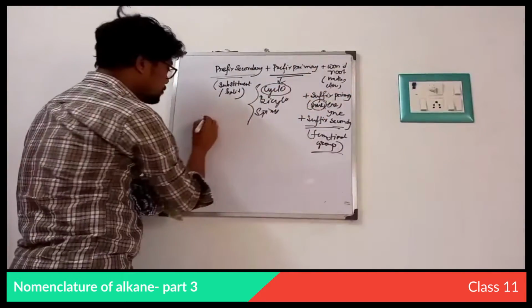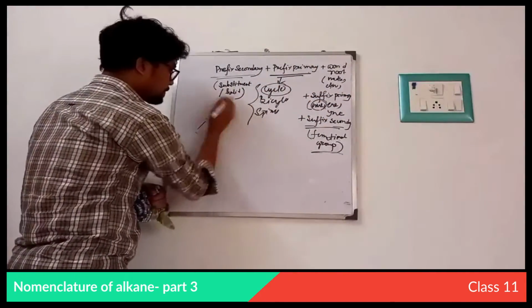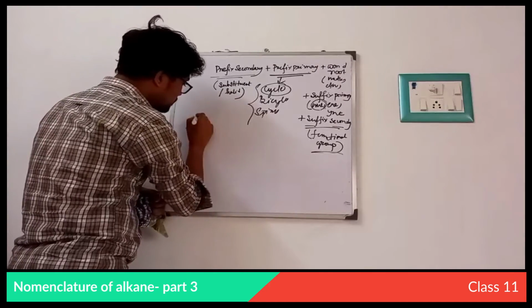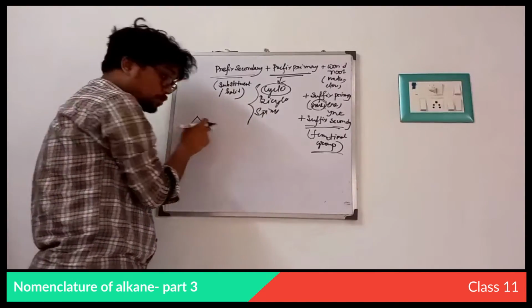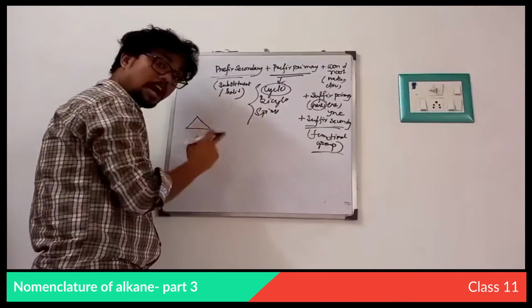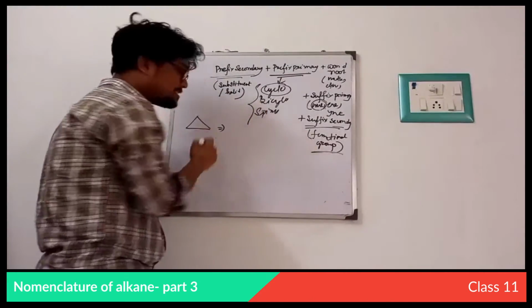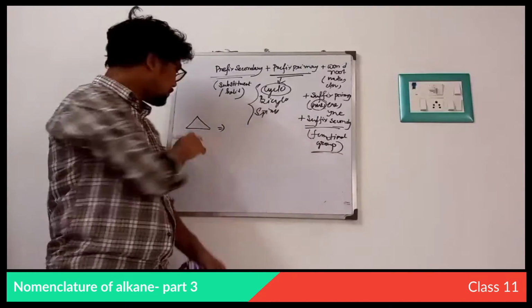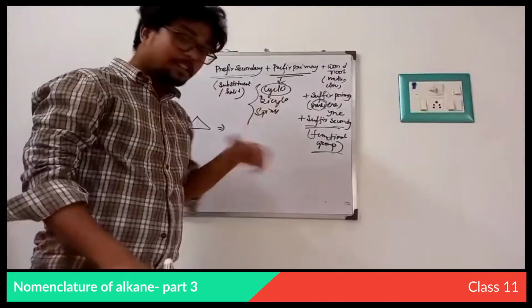Now, suppose this is our structure CH2, CH2, CH2. I am using the bond line notation. Now, what is the name? You all know the name is cyclopropane. It is very easy. But how is the name cyclopropane formed?